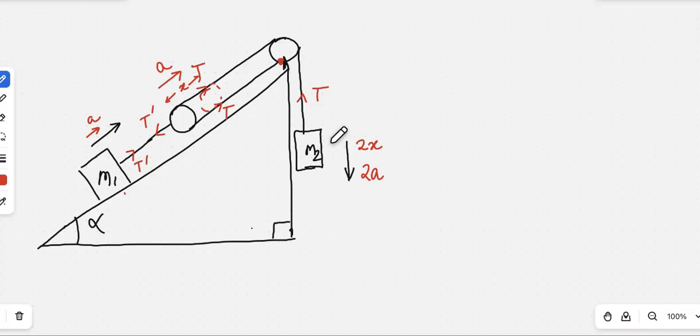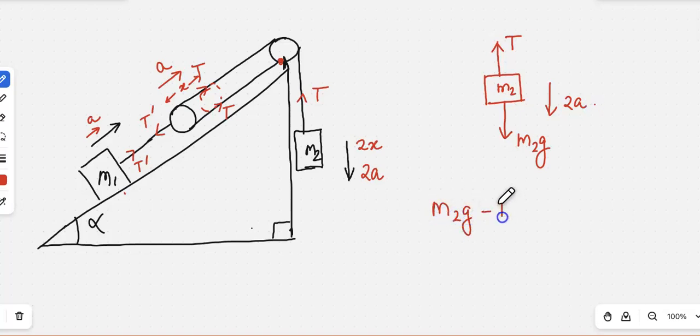So let's draw the free body diagram first for m2. The upward force is tension T, the downward force is m2g, and the acceleration is downwards, 2a. So m2g minus T is equal to m2 times 2a. This is my first equation.